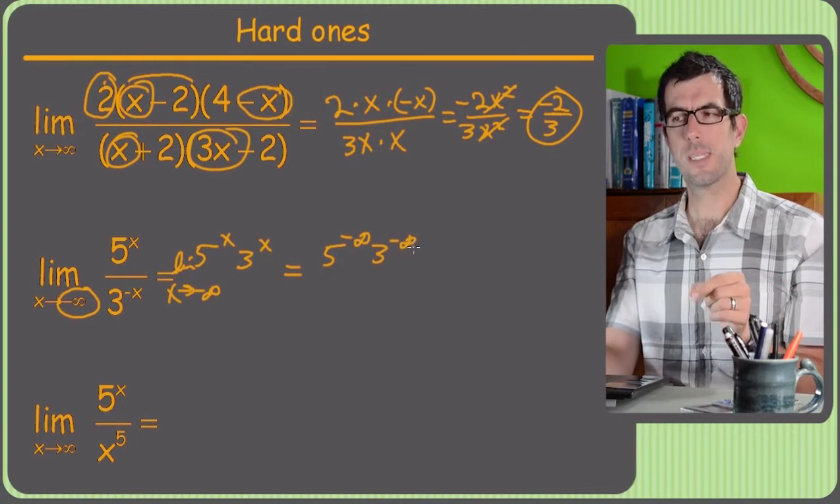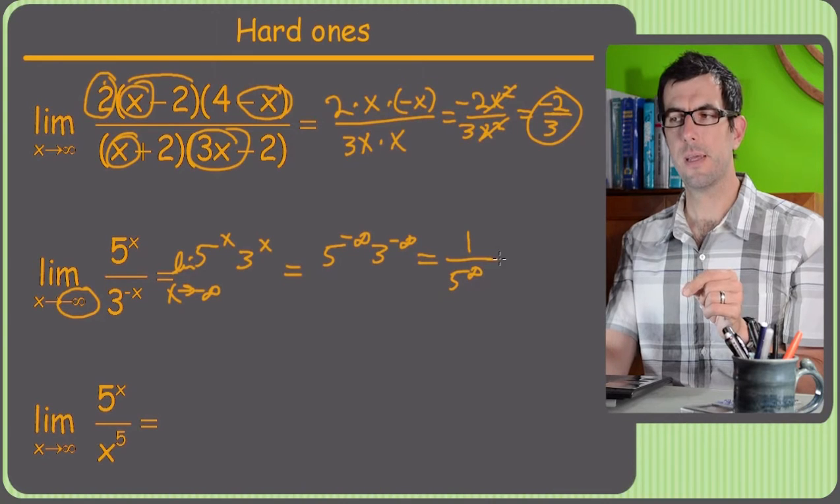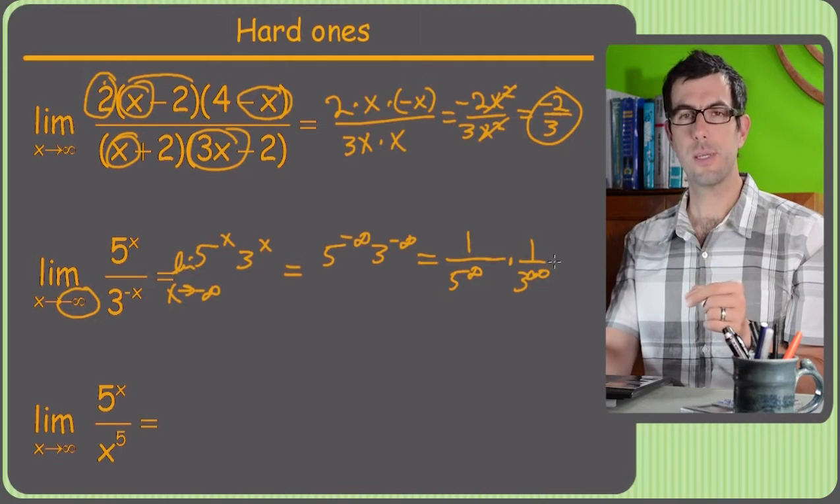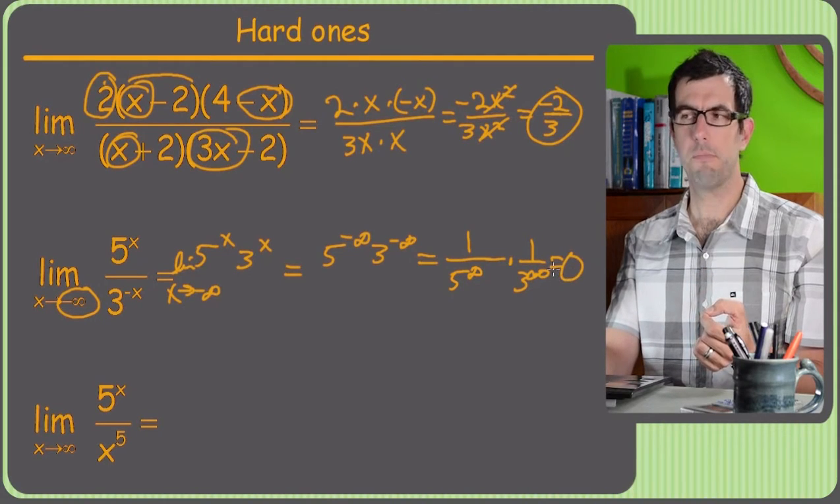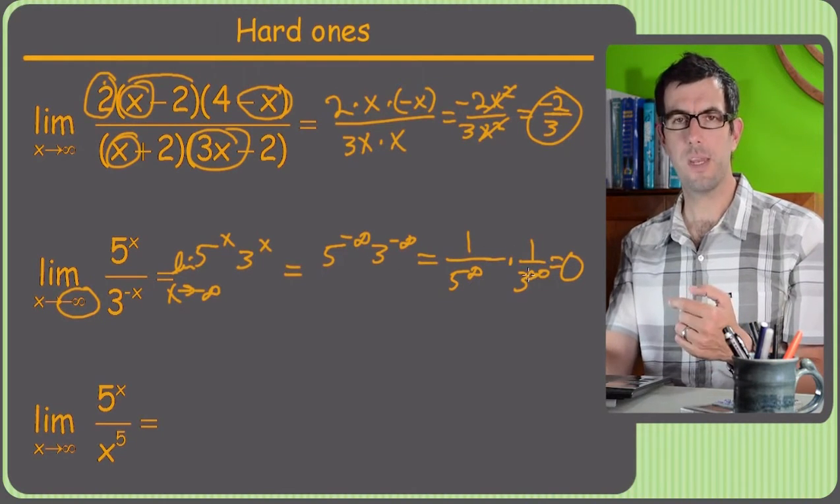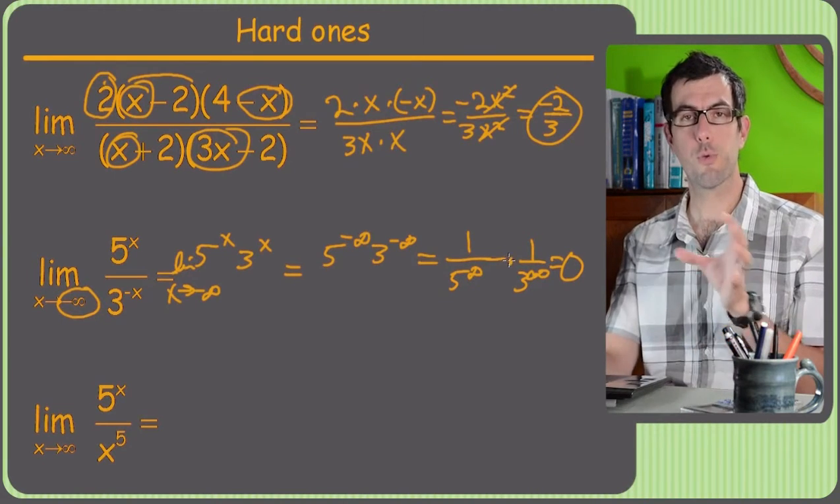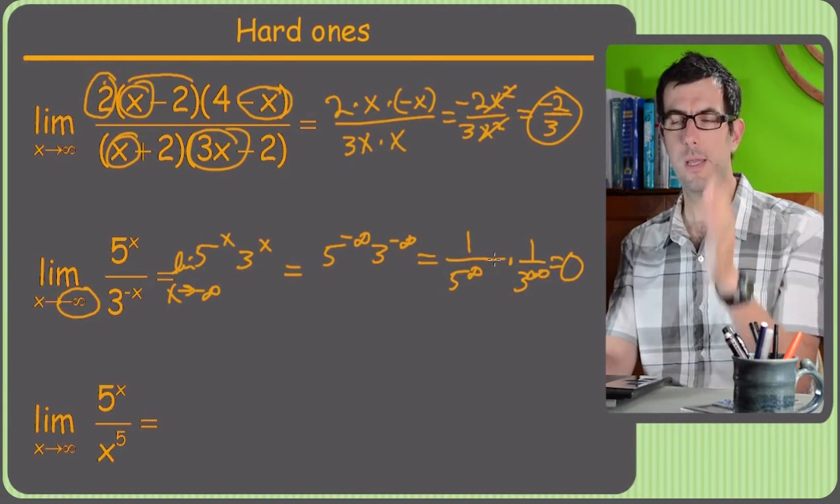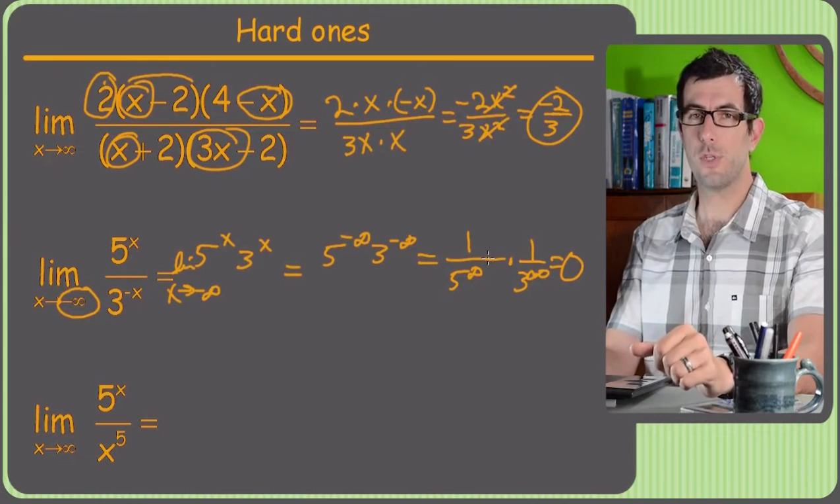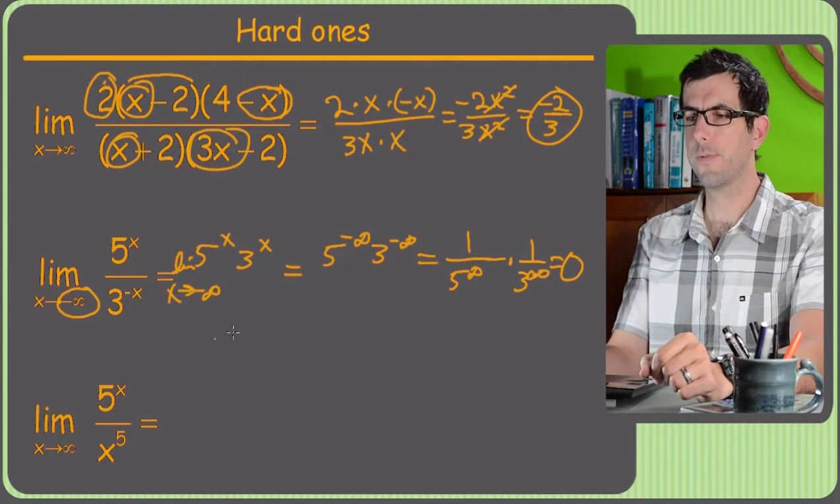negative infinity, and 3 is getting a negative infinity, which is like 1 over 5 to the infinity times 1 over 3 to the infinity. So actually, this thing's approaching 0, because that 5 to the infinity and 3 to the infinity are downstairs, which means, hey, crazy huge denominator with a 1 over it, which of course, fractions with giant denominators are actually 0.